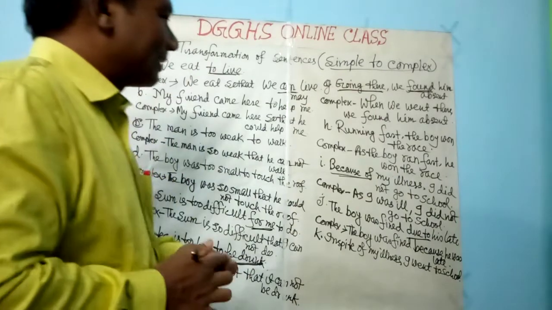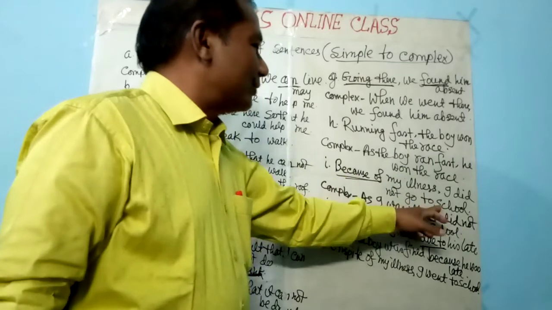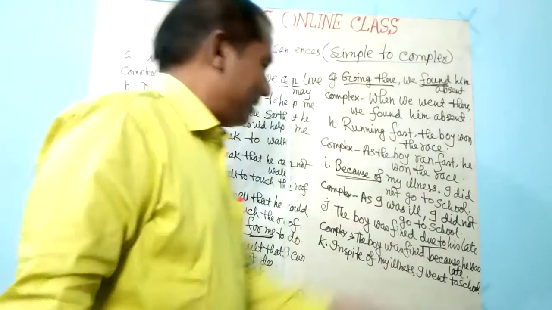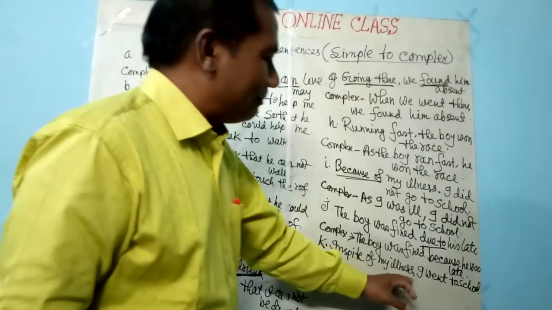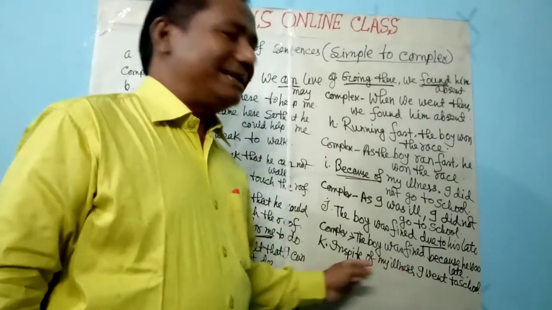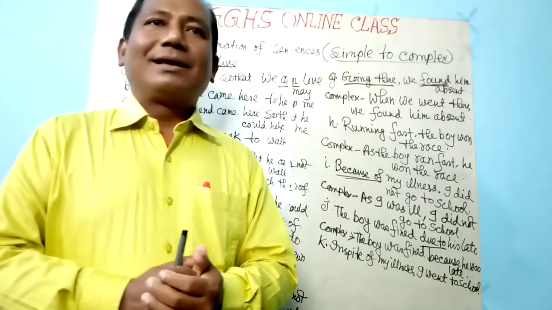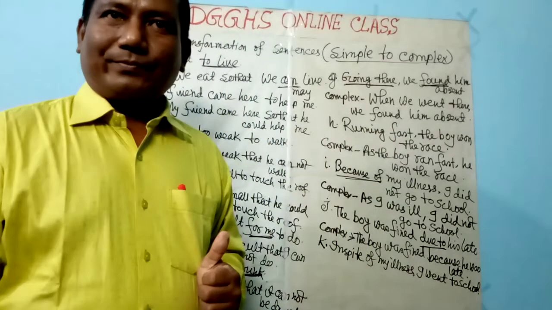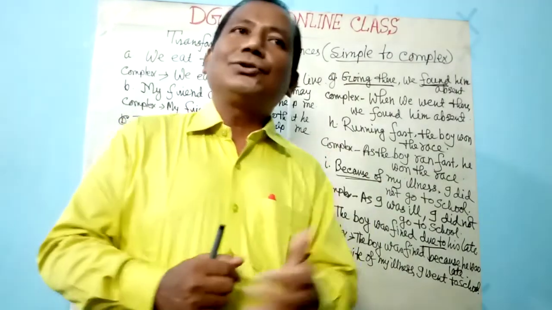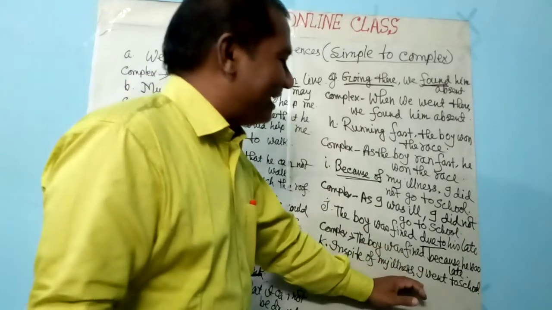Students, you see here, because of my illness, I did not go to school. Here, they are cause and effect. But here you see, in spite of my illness, I went to school. What does it indicate? It indicates opposite meaning. As I was ill, I should go to a doctor, or I should have stayed at home, or I should not have gone to school. But here you see, in spite of my illness, I went to school.